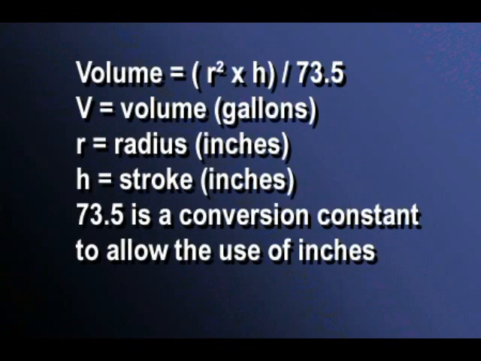In English units, volume in gallons per stroke equals r squared times h over 73.5, where r equals radius in inches, h equals stroke in inches, and 73.5 is a constant that allows use of inches in the calculation.